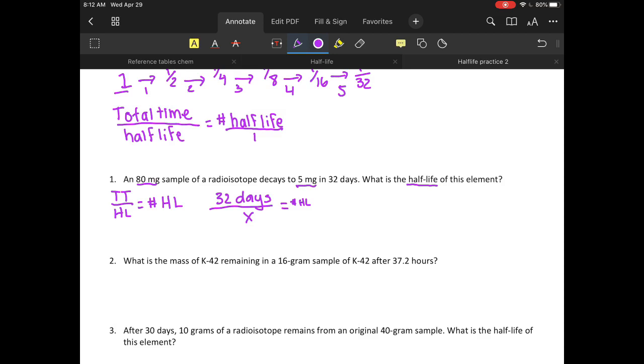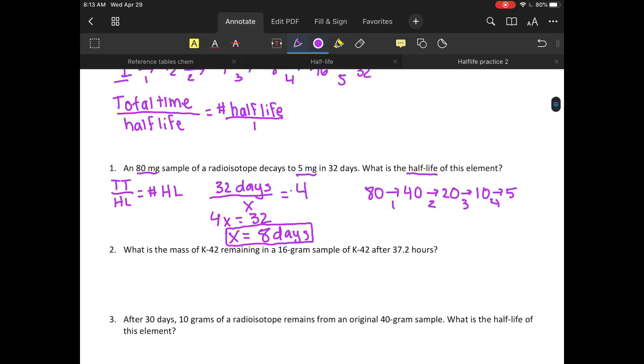So I started with 80, I ended up with 5. I could figure out how many half-lives have passed. So 80, half of that's 40, half of that is 20, 10, 5. That means that 1, 2, 3, 4 half-lives have passed. So number of half-lives is 4. If I cross multiply, 4x equals 32. That means the half-life, sorry, is 8 days.